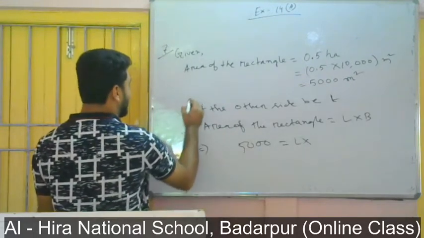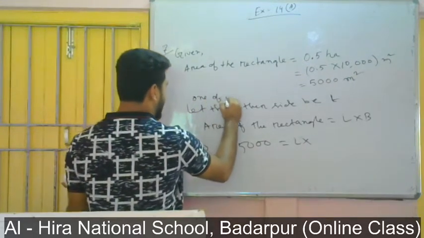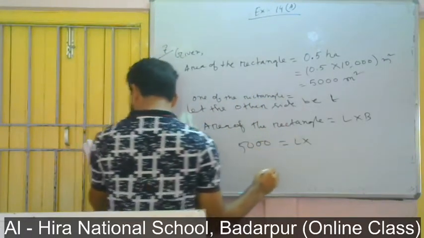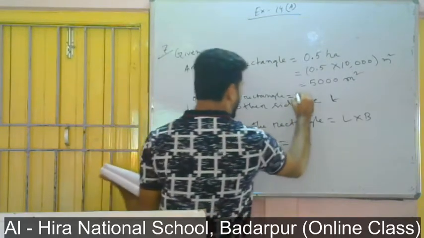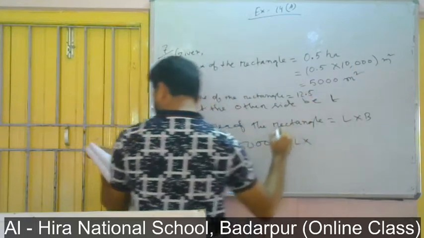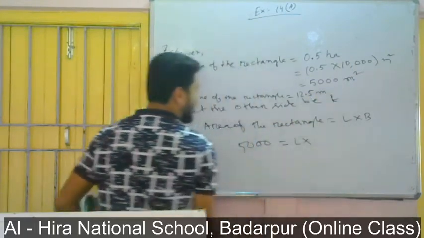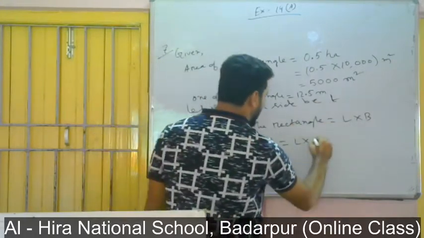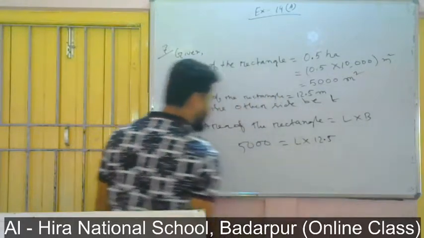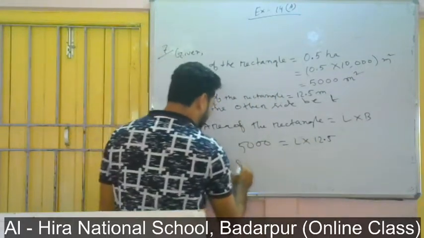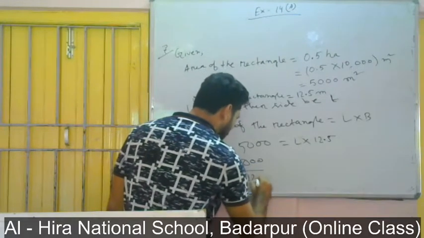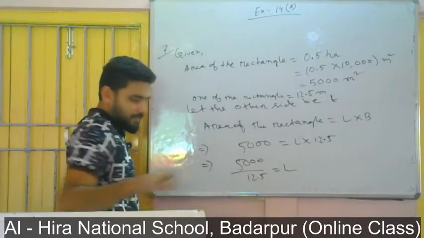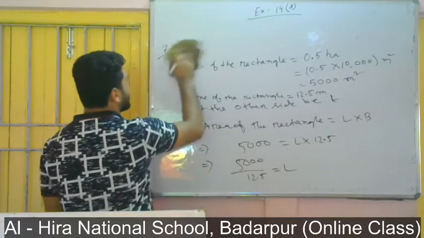Another thing you write here also: one side of the rectangle equals 12.5 meter. That means one side is given, so we can write it as breadth, 12.5. Then 5000 divided by 12.5 gives L. You see the point is there, so we have to remove the point first.